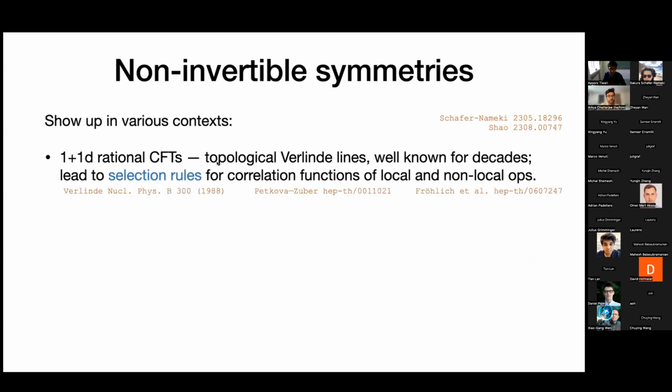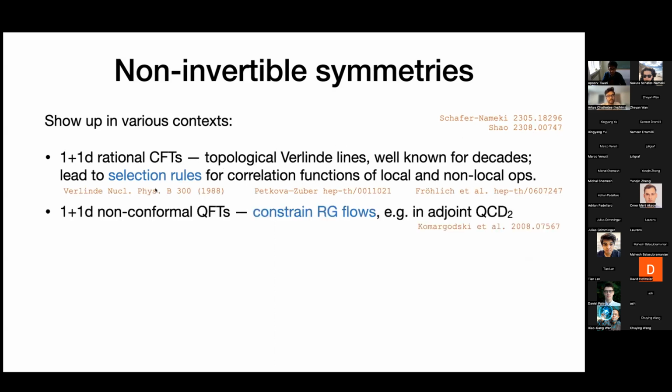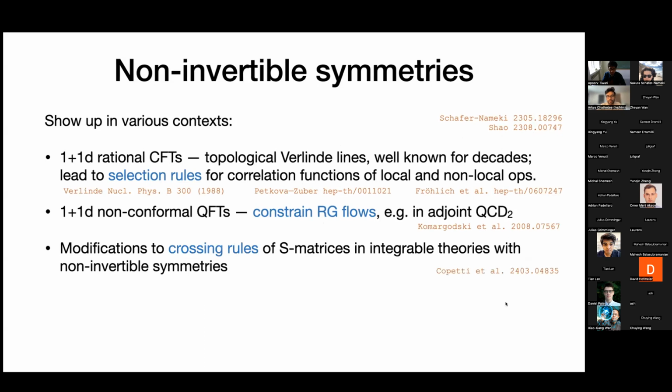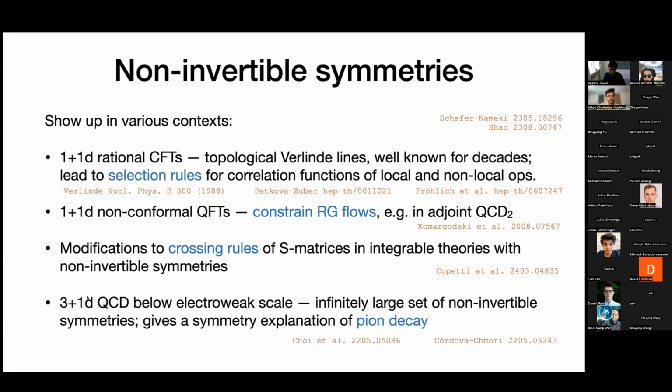For many years, people knew about these Verlinde lines in rational CFTs, but in recent years, people have also understood that non-invertible symmetries can give you a lot of mileage, even in non-conformal QFTs. So, for instance, in adjoint QCD2, they constrain RG flows. Recent work here discussed modifications to crossing rules of S-matrices in some integrable theories that have these symmetries. There are also higher dimensional examples, such as the ones discussed in these papers here.